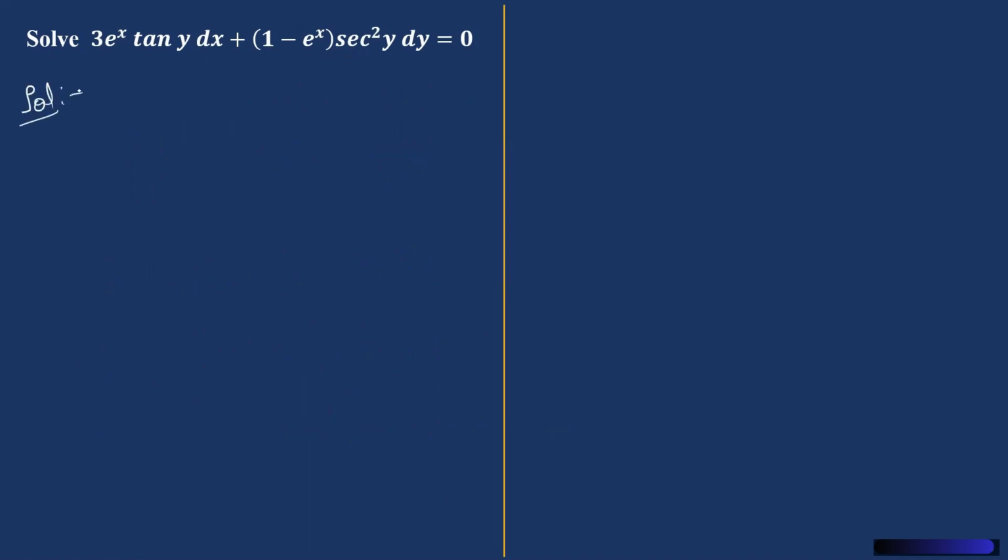I don't know particularly whether we can use the variable separable method or not, but I'll try to see whether I can separate the variables. To observe that, see what I'm doing. I'm just writing the first term as it is. In this equation, you have exactly two different terms. This is the first one and this is the second one. I'm writing the first term as it is, 3 e power x into tan y dx. And now I'm sending the second term to the other side. So it becomes minus 1 minus e power x into secant square y dy.